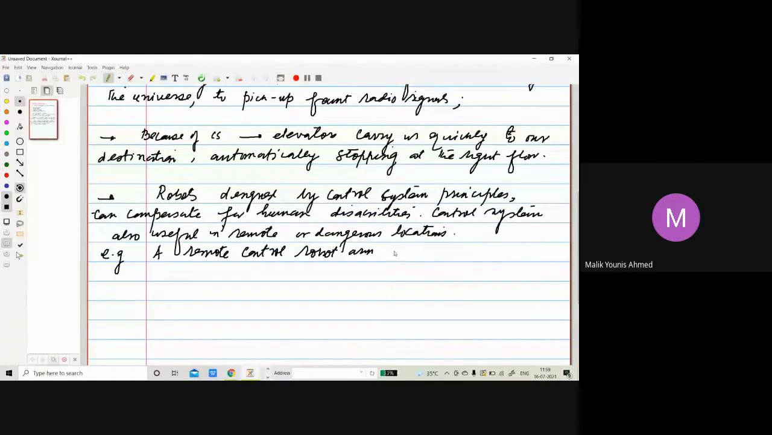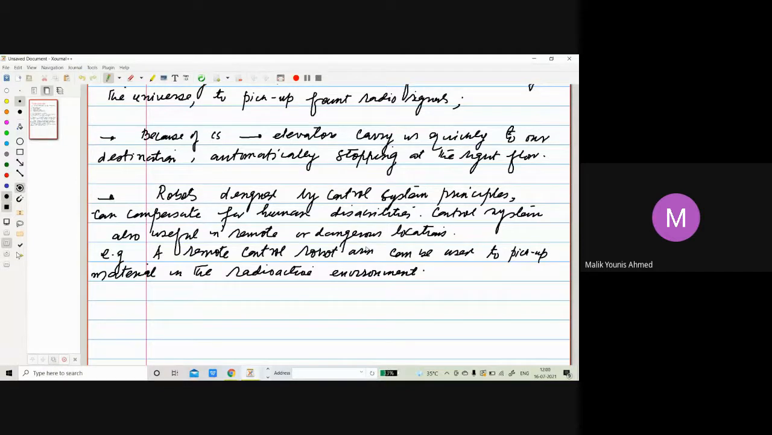Can be used to pick up material in the radioactive environment. So the radioactive environment is very hazardous for the health of the human being.